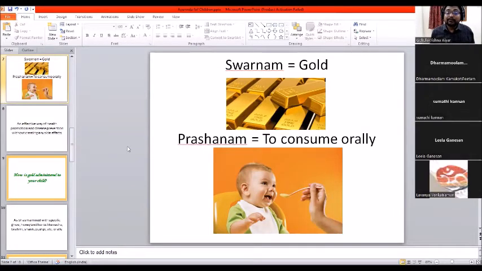But there are good companies in Ayurveda today who don't make even a single mistake while preparing these medicines, and these are completely safe to consume. So Swarna Bhasma is taken in extremely small quantities.